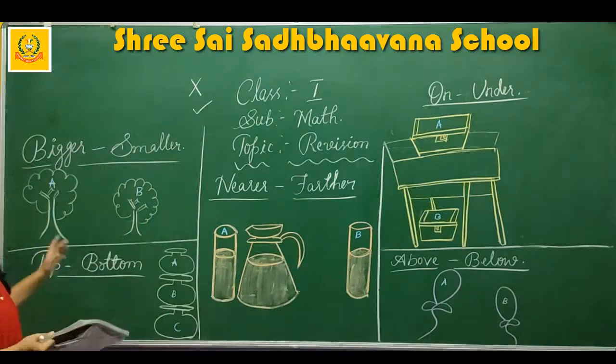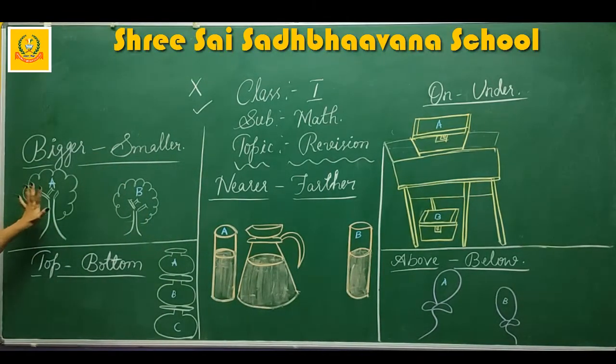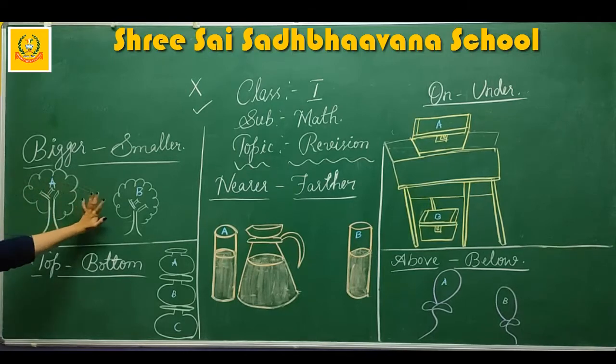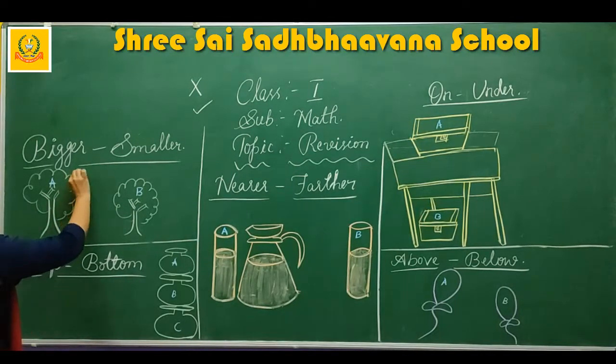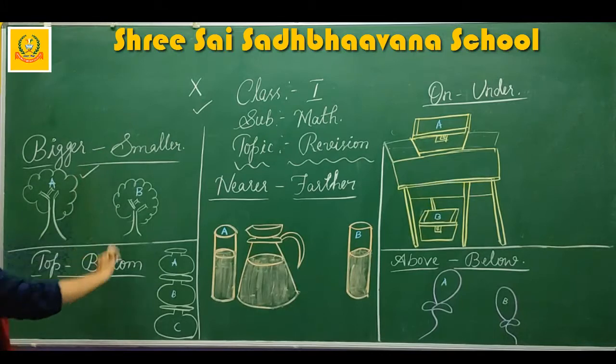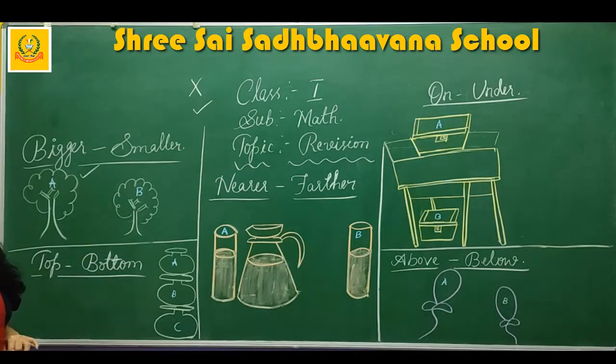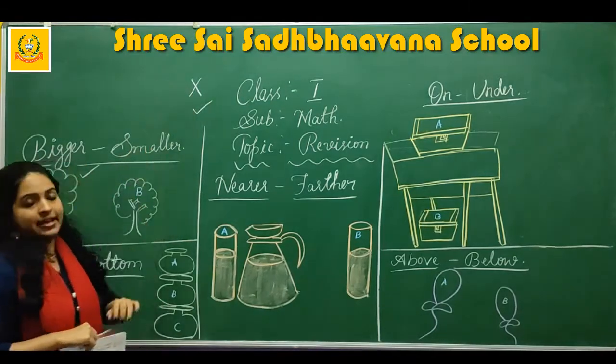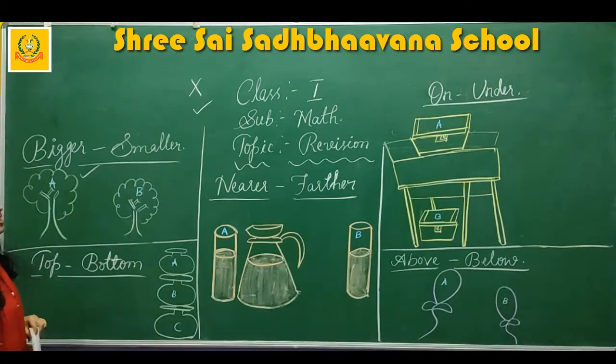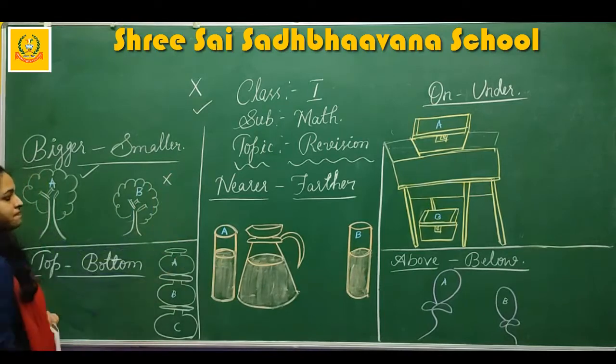So here I hope you understood this. This is the bigger one, this is the smaller one. If I ask you to put a tick mark to the big one, which one will you put the tick to, tree A or tree B? To tree A. Tree A is the bigger one, so you will put a tick mark to this. If I ask, cross out the smaller tree, which tree will you cross out? Tree B.